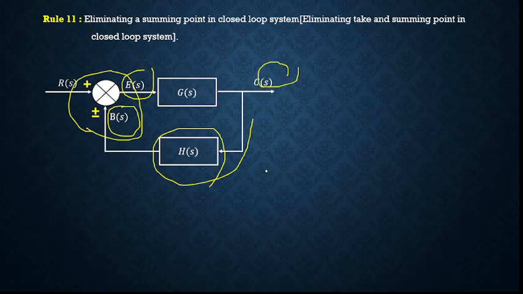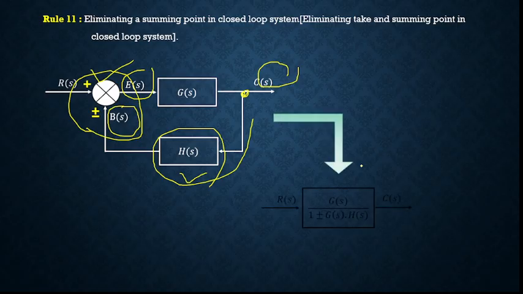We want to represent this using only one block schematic, removing the feedback loop, the summing point and the takeoff point. Now this contains the feedback, a takeoff point, and also a summing point. We want to represent this using only a single block. How can it be shown? Here it is represented as R of s as the input, C of s as the output, and the transfer function of the system is G of s upon 1 plus minus G of s into H of s. These symbols will change based on the symbols given in the system.